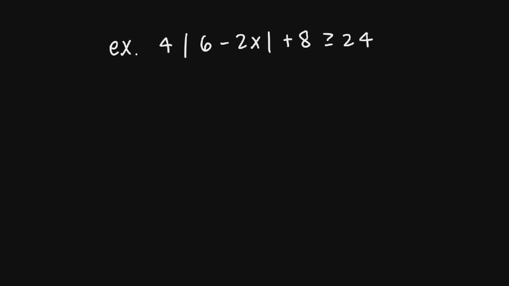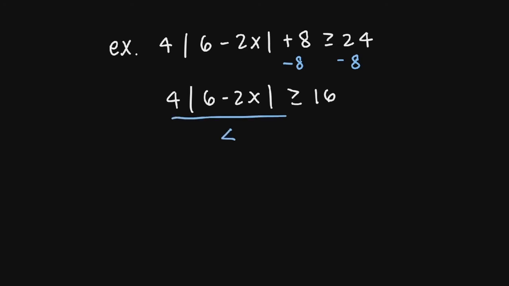Okay, let's do another one. So we have 4 times the absolute value of 6 minus 2x plus 8 is greater than or equal to 24. We want to first isolate the absolute value. So we have to subtract 8. And then we get 4 times the absolute value of 6 minus 2x is greater than or equal to 16. And then to isolate it, we have to divide everything by 4. So absolute value of 6 minus 2x is greater than or equal to 4.